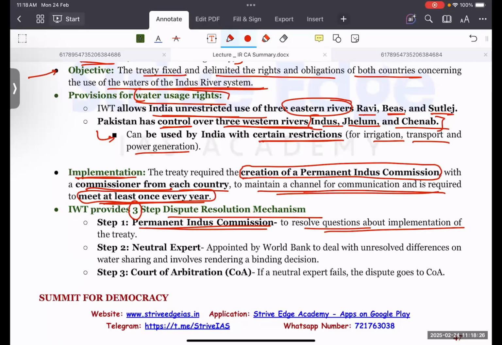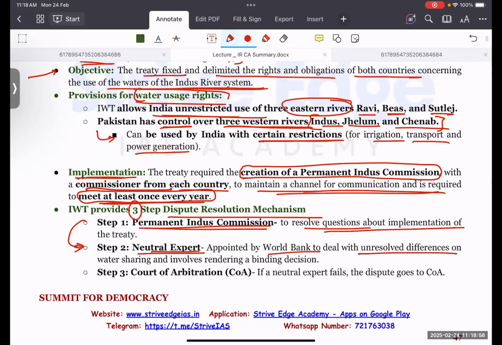Then, if the first step does not give a favorable outcome, or one or both countries are not satisfied, or they are not able to reach a conclusion in the negotiation, then it goes to the neutral expert. The World Bank will appoint a neutral expert to deal with the differences or disputes about water sharing or anything else going on.